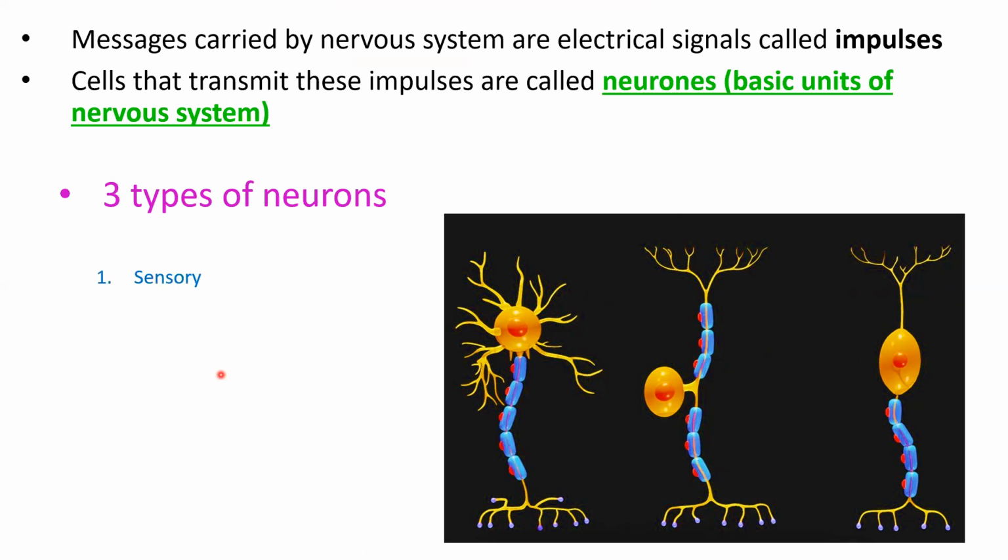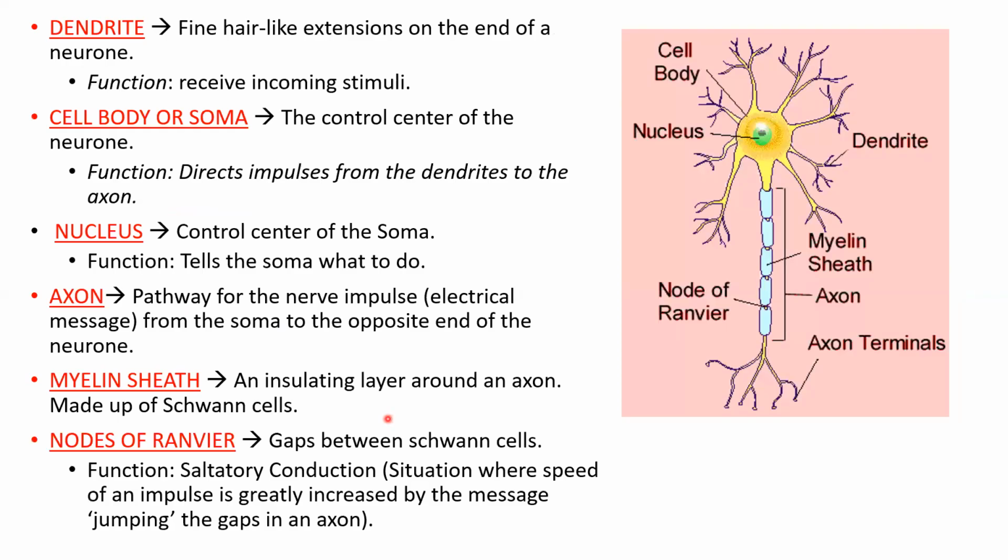Inside our body, there are three types of neurons: sensory, motor, and relay, or the interneurons. The three are shown to you. Now let's start with their comparison. How will you identify which one of these is the sensory neuron, which one is motor, and which one is the inter or relay neuron? Before that, I must tell you the different parts of the neuron.